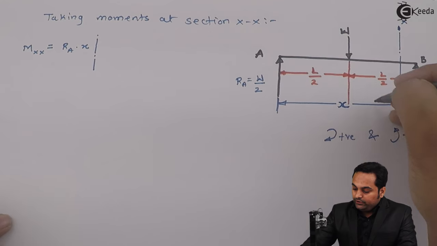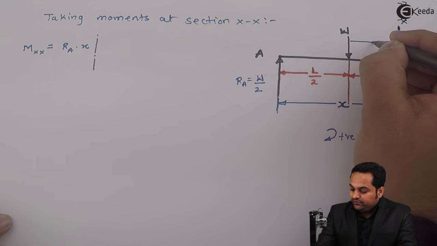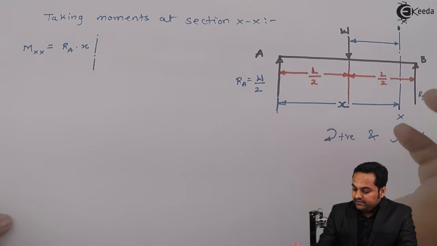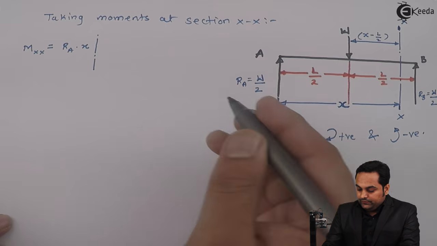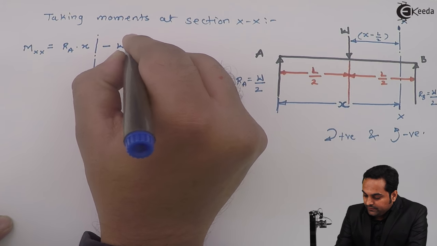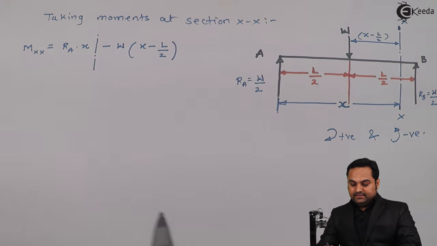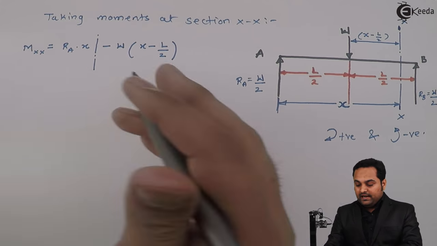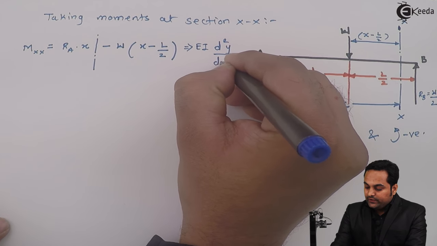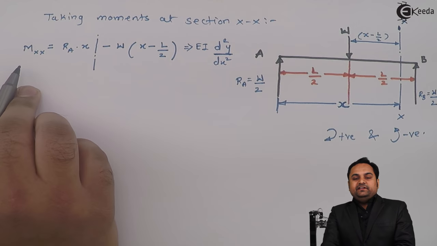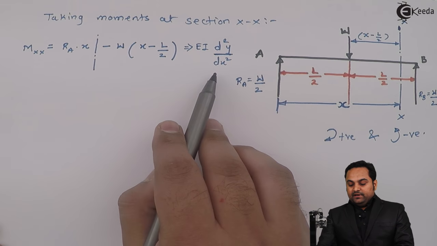Then W into, here we have x minus L by 2, because I want the distance from the load up to the section. So this distance is x minus L by 2. So here we have minus W into x minus L by 2. And this moment at X-X is equal to EI d square y by dx square, because the value of moment at X-X by using the Macaulay's method can be written in terms of EI d square y by dx square.